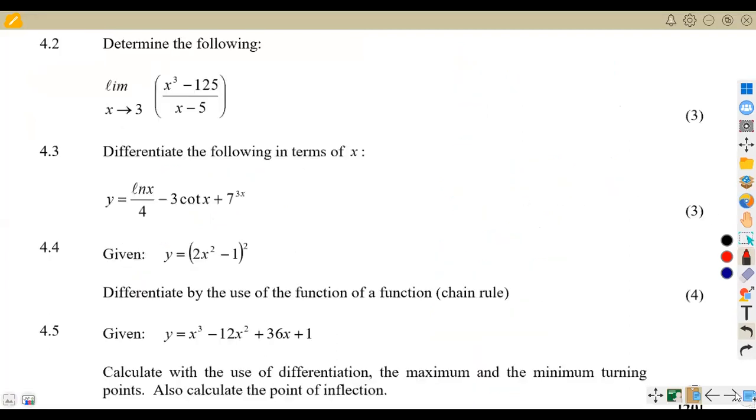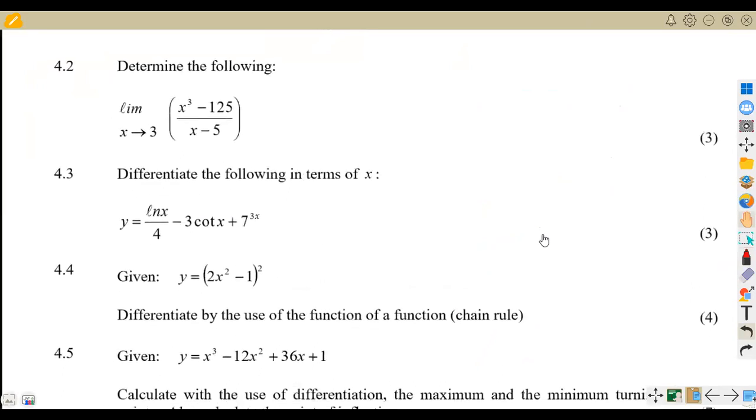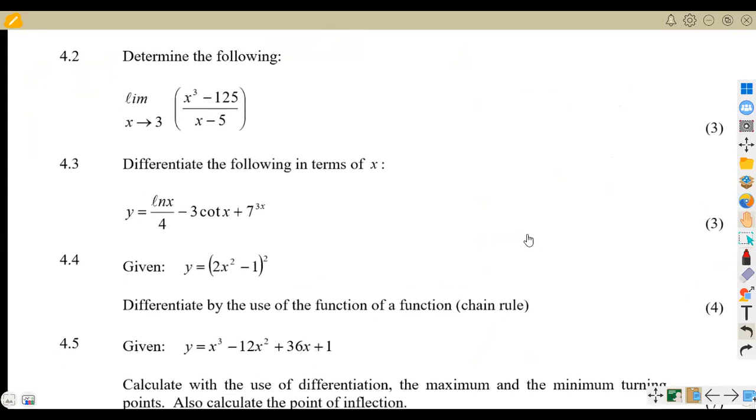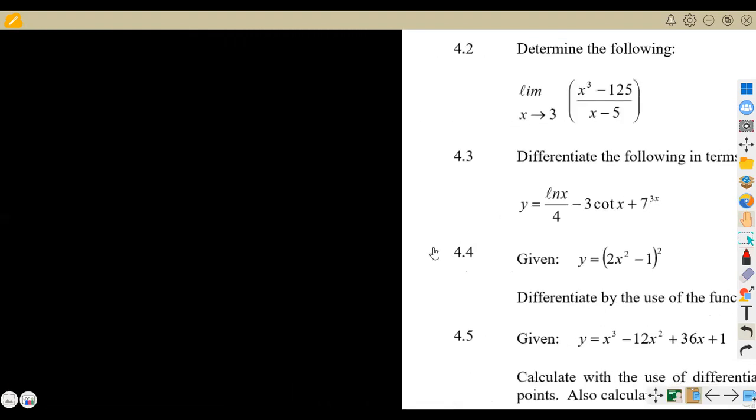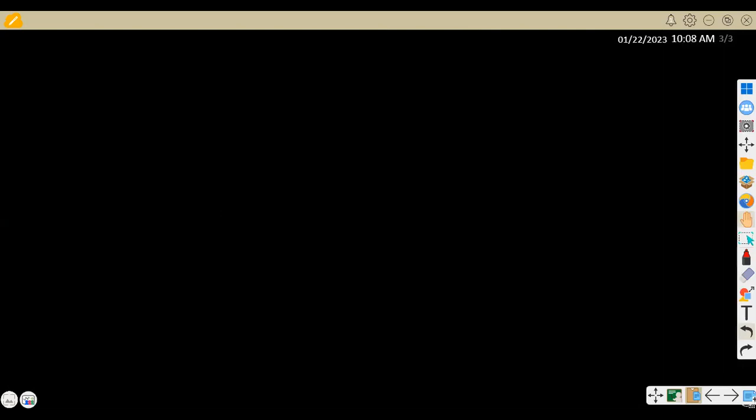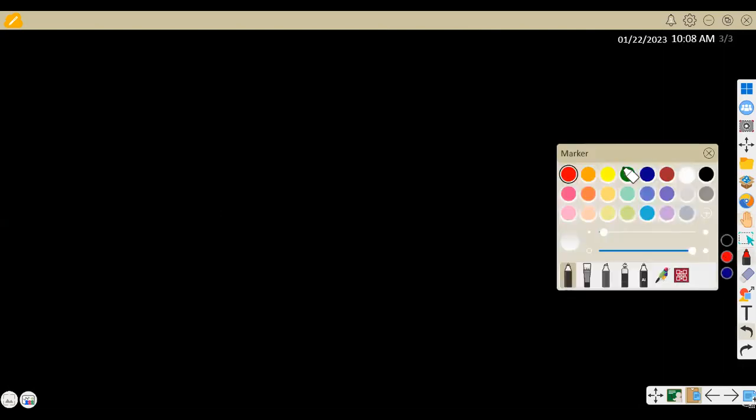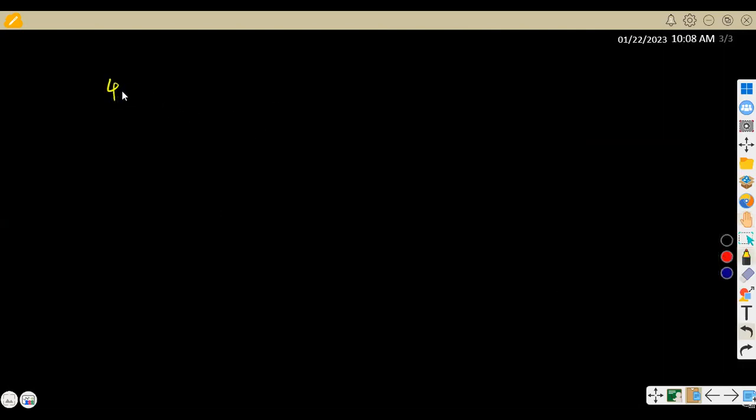Let's see the other part of the question. Question number 4.2. Determine the following limit: the limit of x cubed minus 125 over x minus 5, where x approaches 3. If x is approaching 3 of this, how can we simplify? Let's just have this aside. I'm just going to rewrite this question aside here. So this is 4.2.